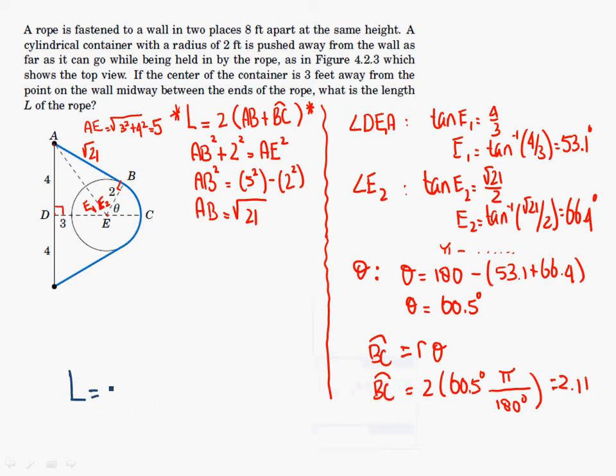So our length is twice, and AB was the square root of 21. Yep. And BC is 2.11. So put that in your calculator, and you should get 13.4 feet.